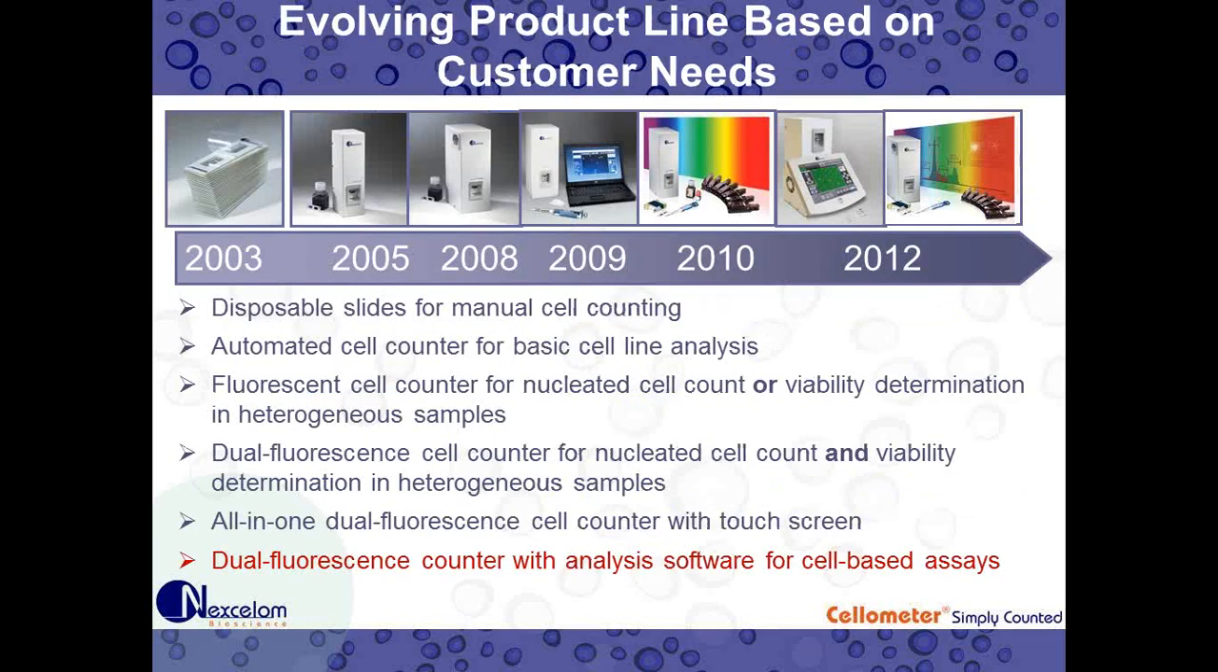We started in 2003 with a manual alternative to the hemocytometer, a disposable cell counting slide. And from there we went to an automated cell counter doing bright field only. And in the years since then, we've introduced fluorescence detection, both single channel and dual channel. And with the recent addition of FCS Express software, we can now do dual fluorescence assays with advanced data analysis to do cell cycle, apoptosis, and some other more complex cell-based assays.